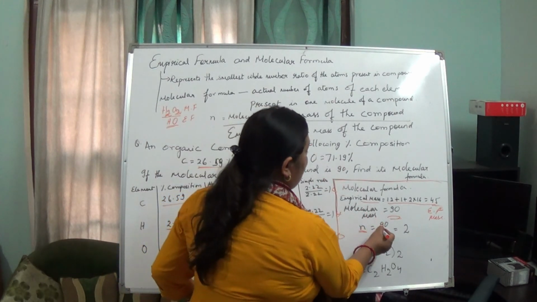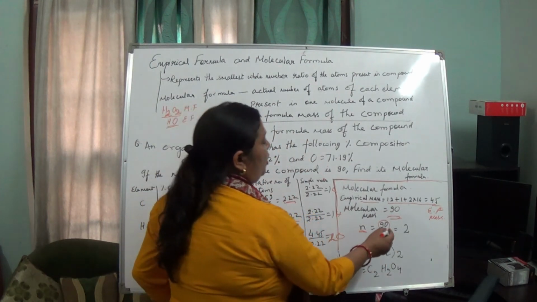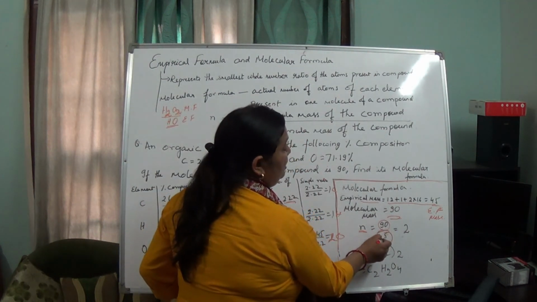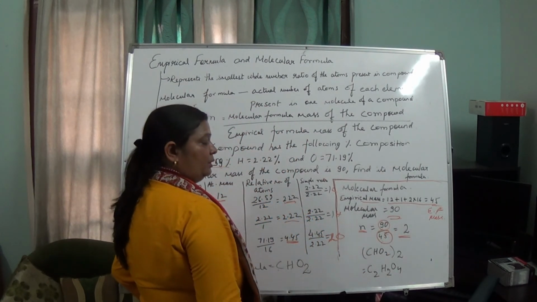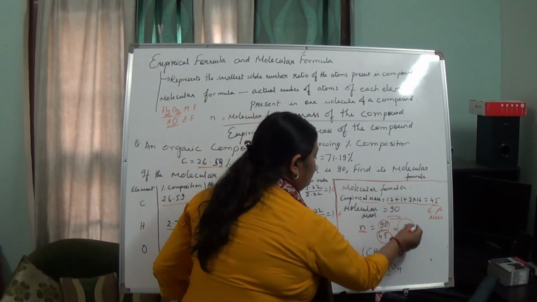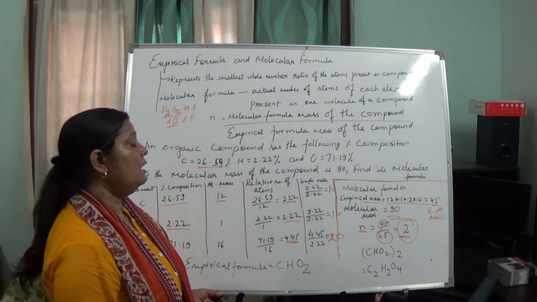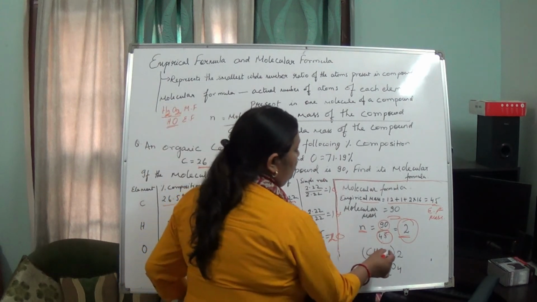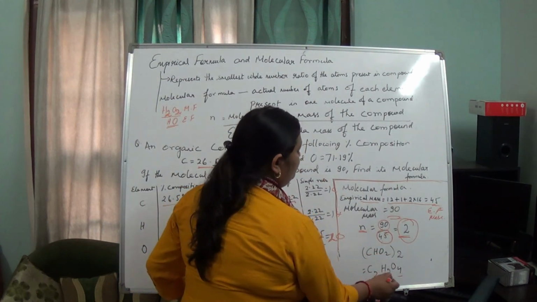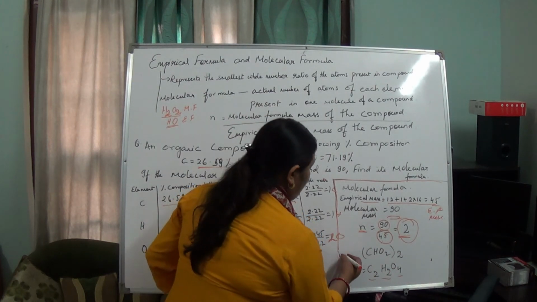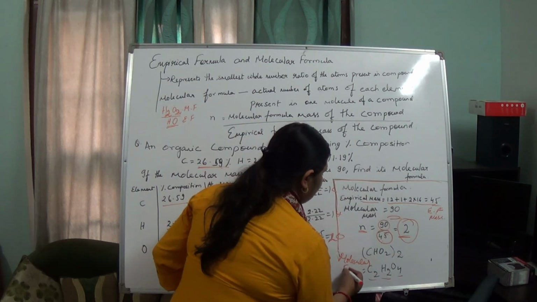The molecular formula mass has been given as 90, and the empirical formula mass you have got is 45. We divide 90 by 45, and we get 2. This number you just multiply with the empirical formula, and you will get the molecular formula. So CHO2, when multiplied by 2, gives C2H2O4. So this is the molecular formula.